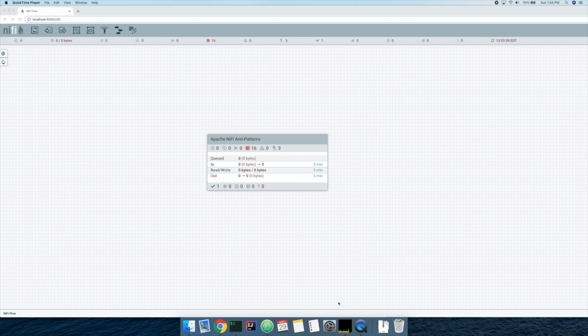I'm Mark Payne. Today I want to begin a series on Apache NiFi anti-patterns. These are flows that I've seen users creating over and over again, but they don't really make very efficient use of NiFi's design and architecture. So I want to start by looking at some of these different flows, and then we'll discuss some of the weaknesses that they have and how we can redesign these flows to really better utilize NiFi and play to its strengths. So let's get started.